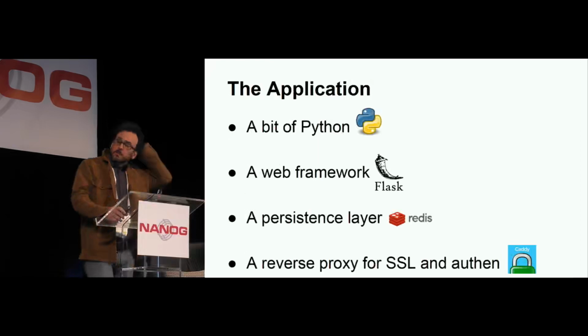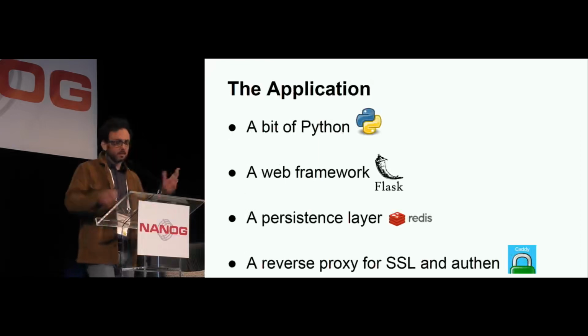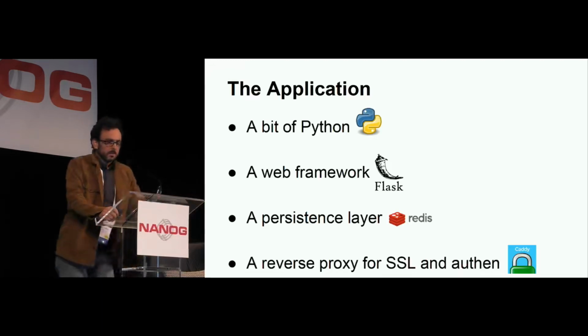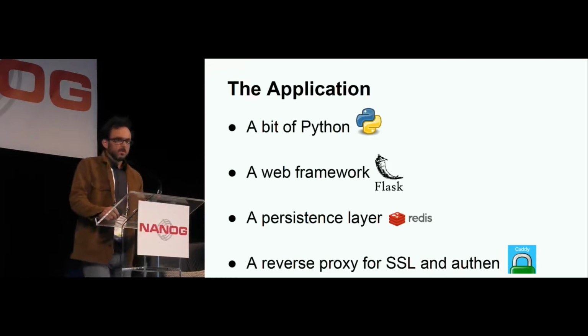And the application itself is simple. It's a little bit of Python using the Flask framework. It's a web framework you can use for APIs or for anything really. The persistence layer, we chose Redis because it's simple, it's fast, it's well known, and it allows for replication. And then there's a simple reverse proxy, so we can do SSL certificates and authentication.